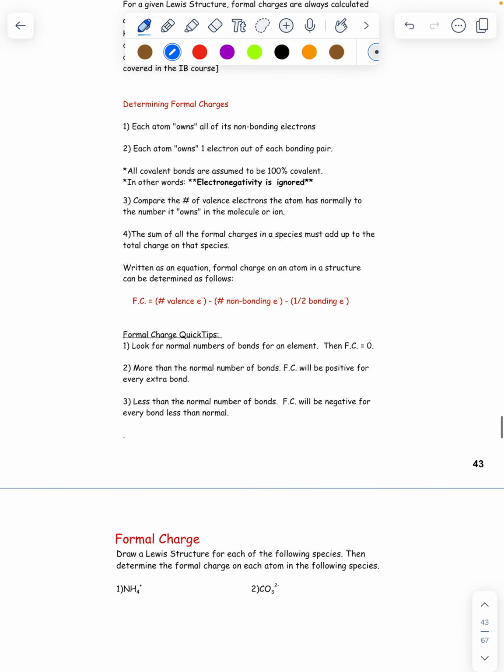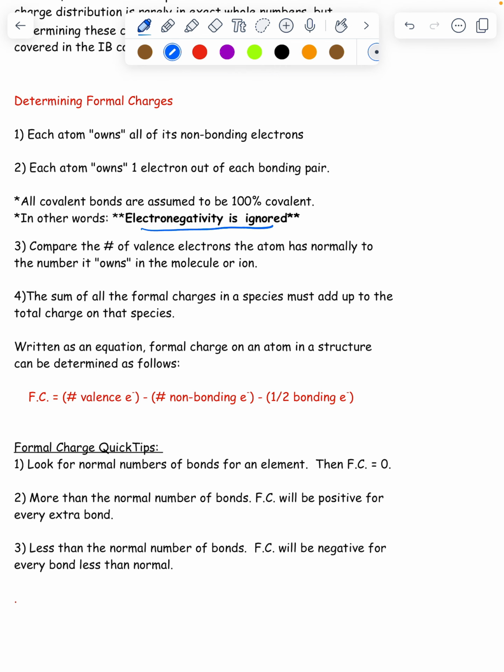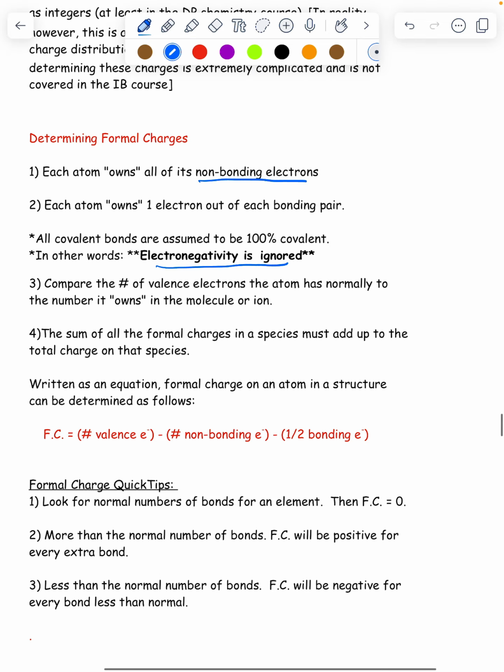Okay, now in the system of formal charge, we ignore electronegativity. So we don't think of fluorine owning electrons more than oxygen or more than nitrogen, even though in reality it would. So there are definitely some limitations and simplifications in this formal charge system. When an atom has its own lone pairs or non-bonding pairs, we're going to say that the atom owns those electrons completely. And because we're ignoring electronegativity, when we have a bonding pair, we're going to treat it like each atom owns one of the shared pair.